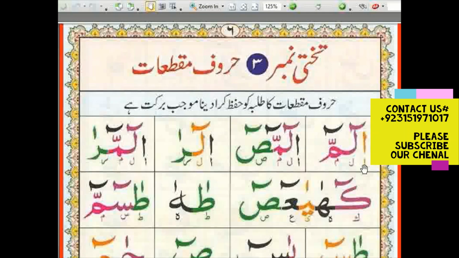For example, Alif Lam Meem. Don't read this together as "Alam". We will read these letters separately. That's why this is called Muqatta'at: we read these letters separately. So now, read after me.